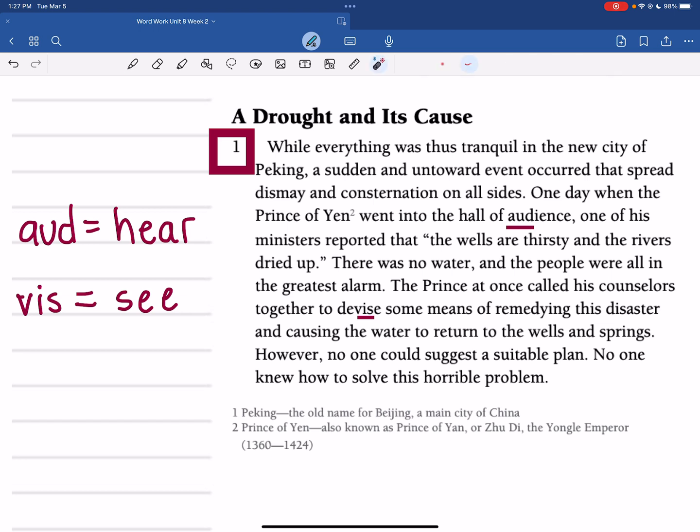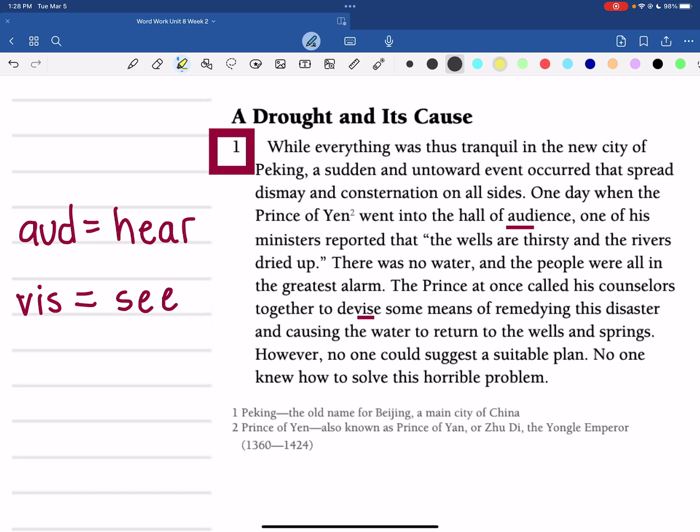So go ahead and follow along with me. I will have this handy dandy little red spotlight tool so you'll know where I'm reading and when. Alrighty. A drought and its cause. While everything was thus tranquil in the new city of Peking, a sudden and untoward event occurred that spread dismay and consternation on all sides. One day, when the Prince of Yen went into the hall of audience, okay, I'm going to pause here.